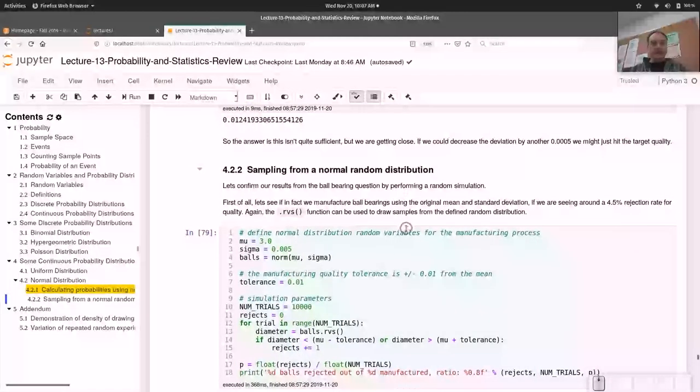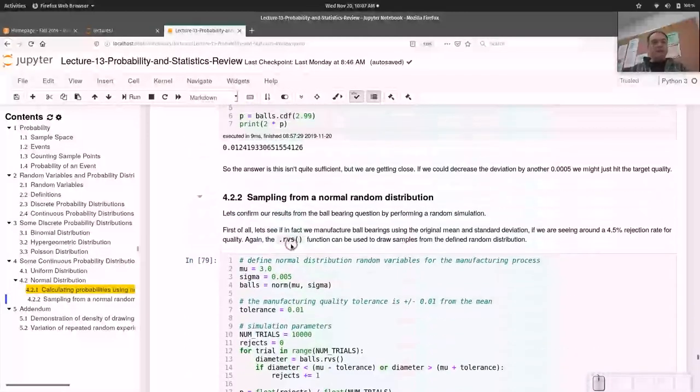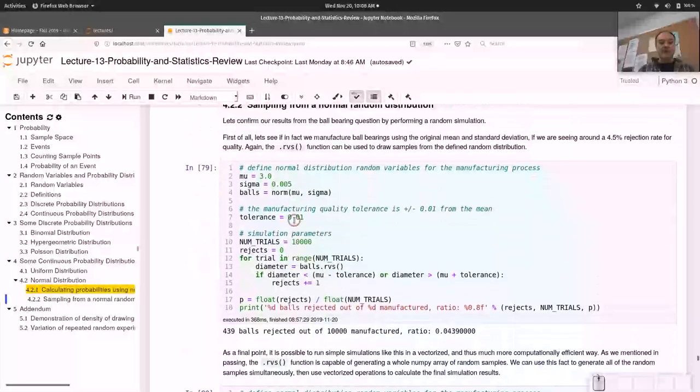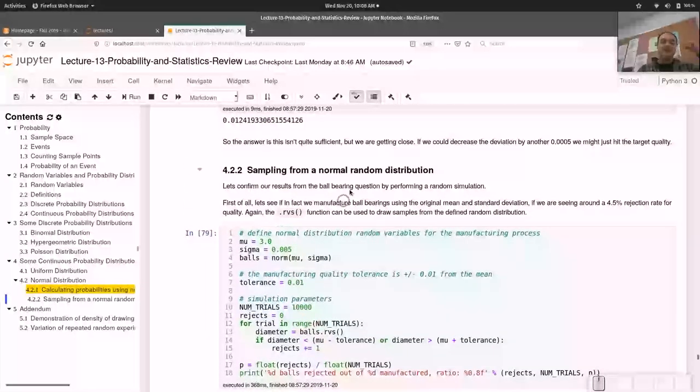One final thing I'll mention in this video. One other useful function from the SciPy stats is the .rvs functions. So these are how you actually sample. This is how you actually generate random numbers that conform to a random distribution, right? So if I wanted to sample random numbers from a normal distribution, I could do something like this. This is in reference to the previous problem here.